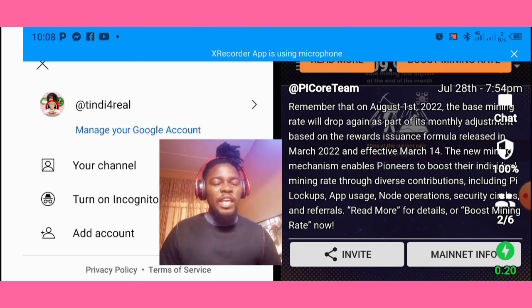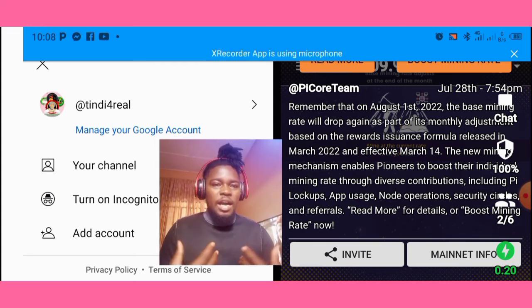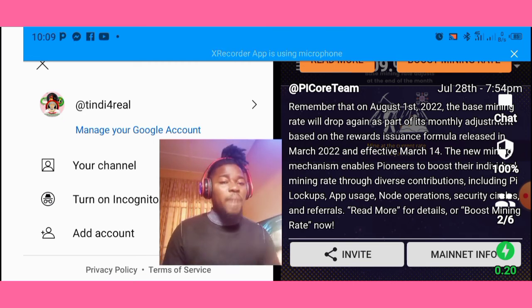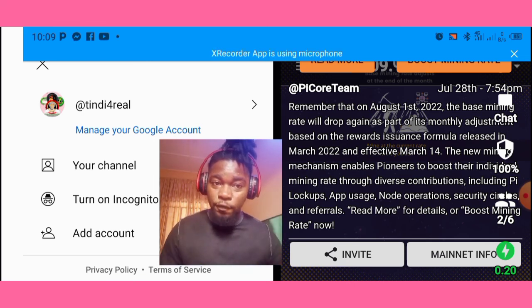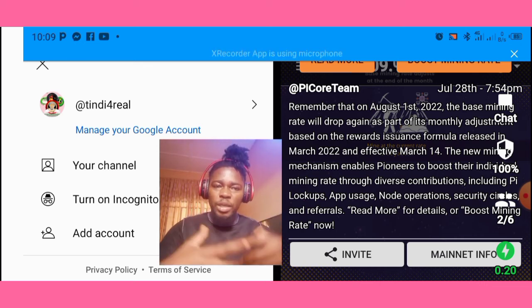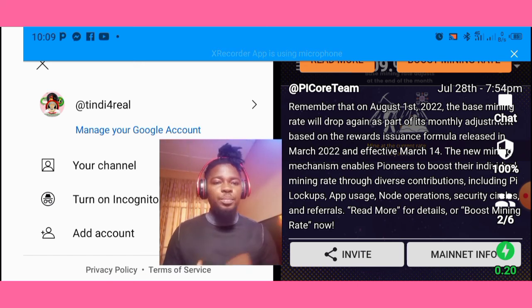So if you think you have invited someone and such an individual is not mining, and you think it's just something that has to do with just that individual, then you must be mistaken, because the system wants us to grow together. The system wants us to contribute to the network, because mind you, the reason why we have been given all of this reward is not basically because we are in the distribution phase alone. This is because as we mine daily, we are contributing to the Pi network, helping it to grow, and also contributing to the growth of the ecosystem.